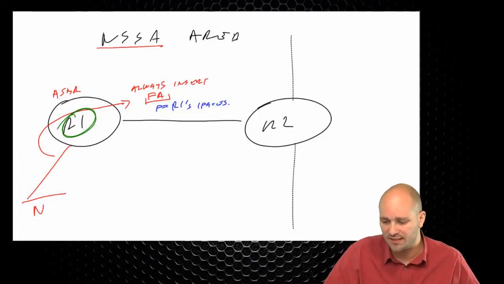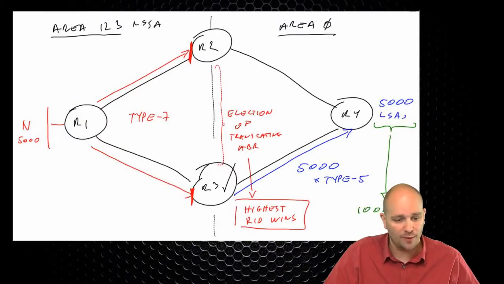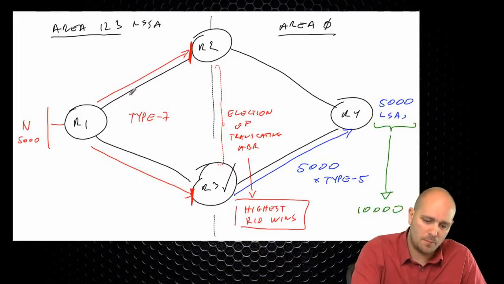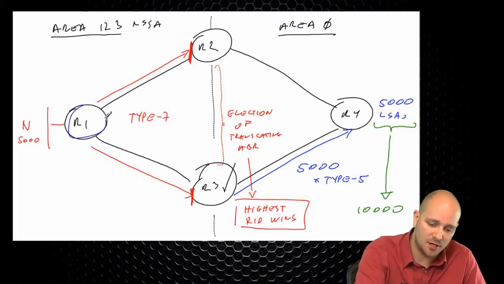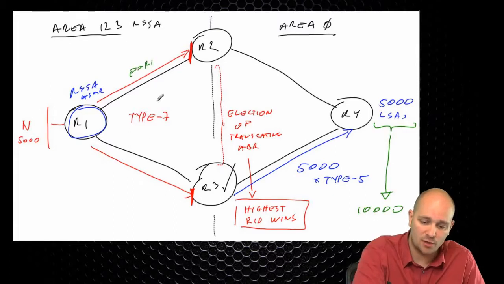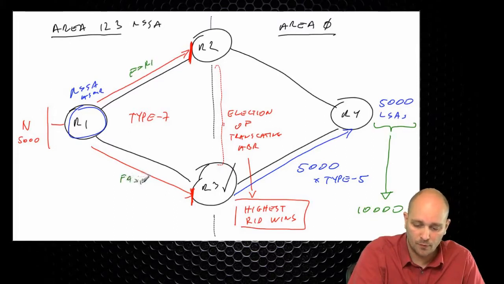Now, let's see how that works in our previous example. So in this previous example that we used here, I'm just quickly going to make a copy of this page. This router here was an NSSA ASBR. This router here actually injected the forward address of R1. So this here is actually an IP address. This is not a router ID that is inserted. This is an actual IP address.